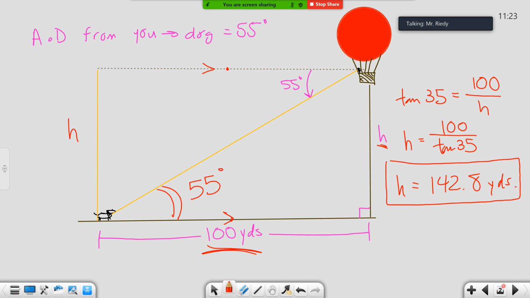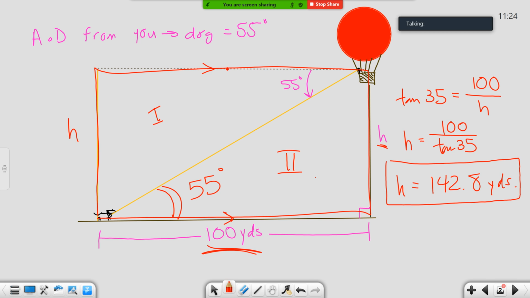So you have a lot of different opportunities to solve this problem. Like I said, we chose to use the 35 degrees that Nora gave us. We could have used the 55 degrees from Izzy and solved the same problem. We could have worked with this triangle over here, or we could have worked with that triangle. We have a lot of different options. Hopefully by now you realize that this is one big rectangle. Okay? Questions?